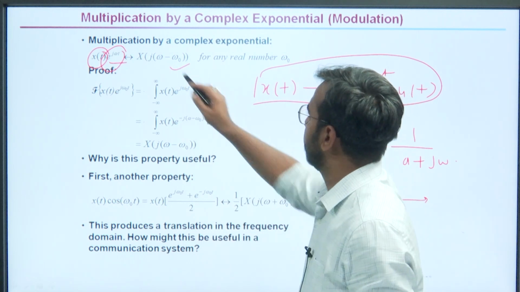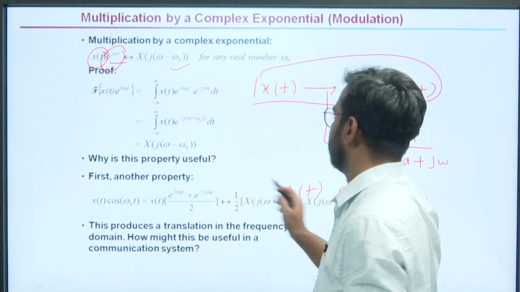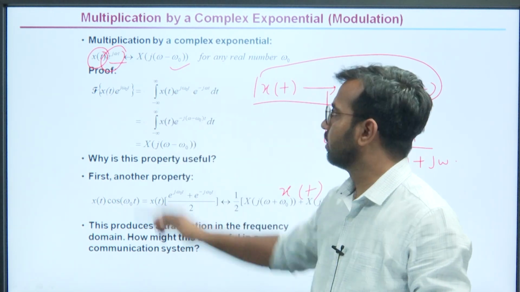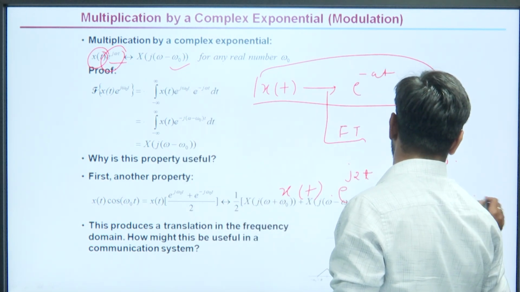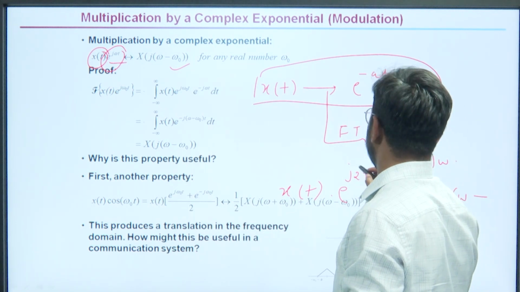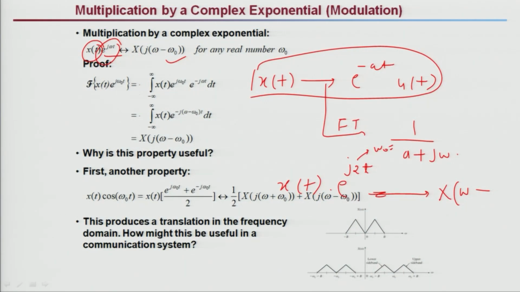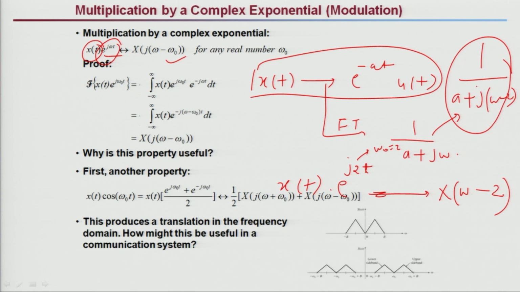Using the property, if some function is multiplied by a complex exponential, we get X of omega minus omega naught. Here omega naught is equal to 2. So, replacing in this result, you will get 1 upon a plus j omega minus 2. This is the final result.